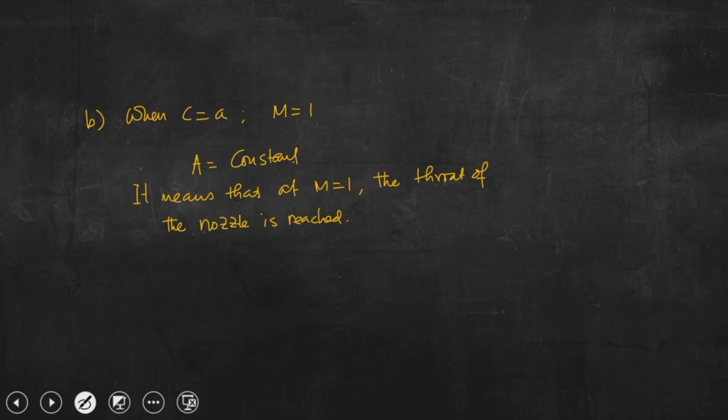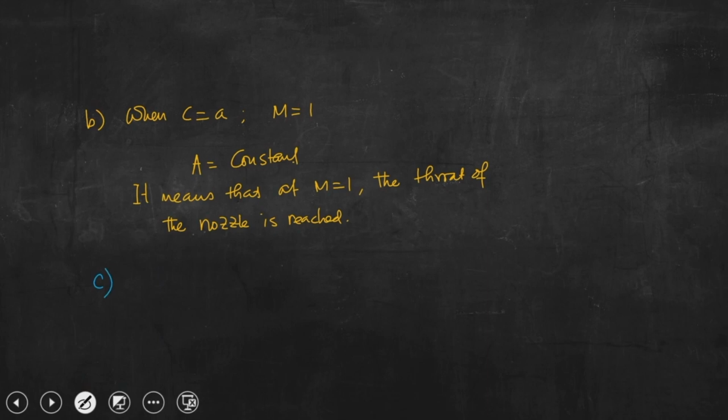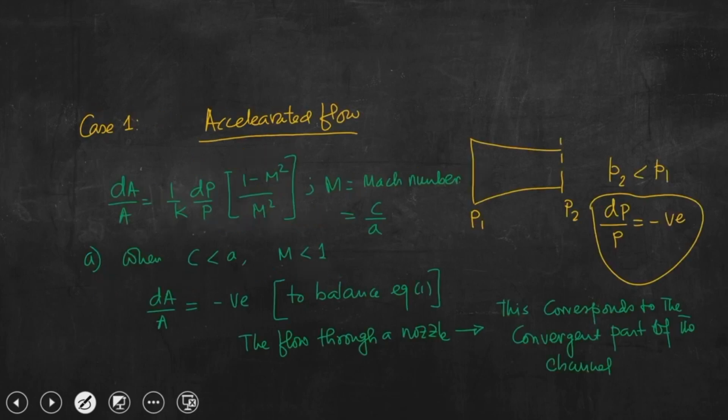So, this is case B, and the last case of this accelerated flow is case C. Let me write here using a different color. When C is greater than A, that is Mach number greater than 1. If Mach number is greater than 1, if you look at the equation, this term is negative, and dP by P is already negative because the flow is accelerating. So, what would be the consequence? dA by A is positive.